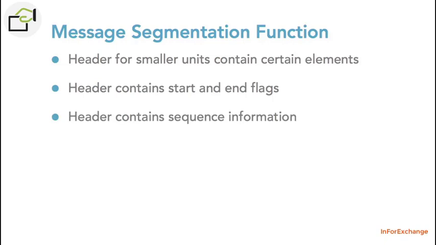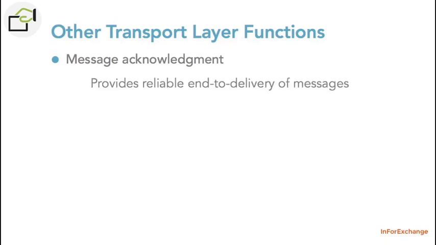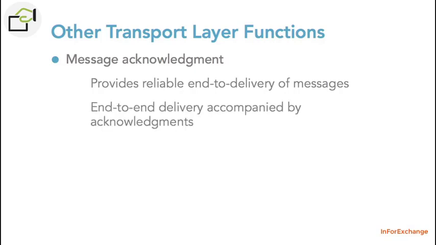Beyond this, there are a few other functions that the transport layer has. One of its functions is message acknowledgement. Basically, message acknowledgement is responsible for providing reliable end-to-end delivery of messages. Not only does it provide the end-to-end delivery of the messages, it also makes sure that acknowledgement is accompanied by that message so that both the source and destination can know that the message was safely sent or received.